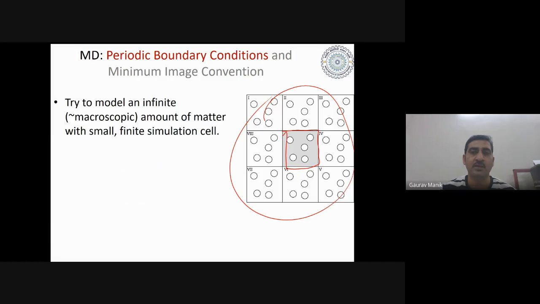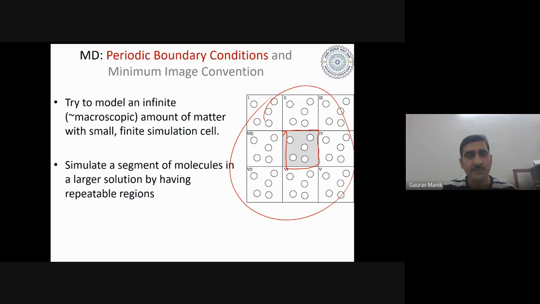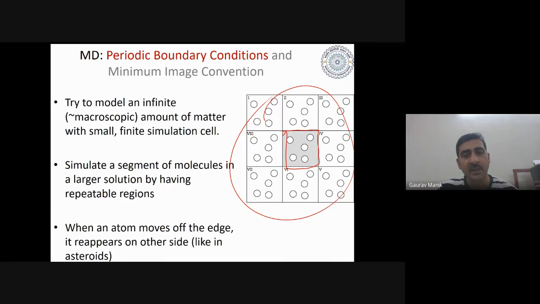But what we're trying to do is to represent or evaluate the properties of those materials which are present in real-time situations by a very small representation of micron level or sub-angstrom level simulation cells. So what you do is simulate a segment of molecules in a large solution by having repeatable regions. And when an atom moves off the edge, it will appear on the other side, just like in Asteroids or the Pac-Man games that you have played in your childhood.